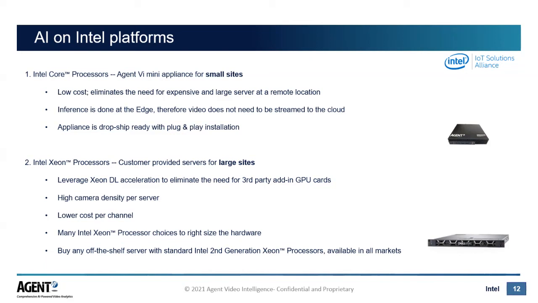And if you have a site with a lot of cameras, you can run our software on a Xeon processor. And now we've got simple off-the-shelf drop ship, 19-inch 1U servers that can run 200 cameras without a GPU card. That's very high camera density. That's a super low cost per camera on the hardware.